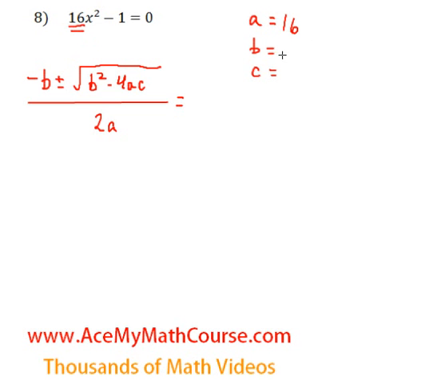B is the term with just one x, and we don't see any here. There isn't just an x. What does that mean? That b is just 0. And c is just going to be the term without an x, so that's just -1.